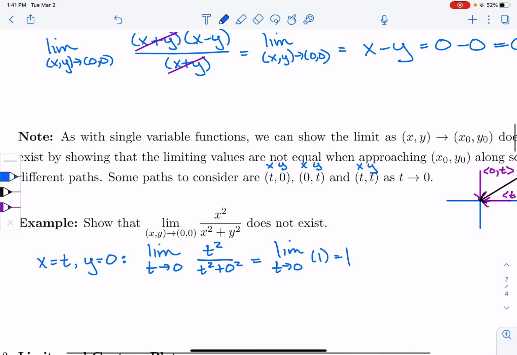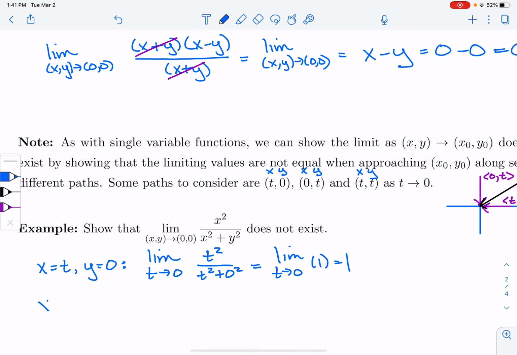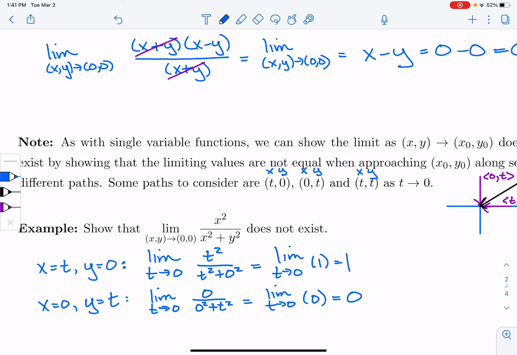Okay, so we might think that the limit is 1, but what if we let x be 0 and then y equal to t? So now we're approaching from above. We're going to take the limit as t goes to 0 of 0 over 0 squared plus t squared. Since we have a 0 in the numerator, that's just going to be the limit as t goes to 0 of 0. And that is in fact 0. Well, that is interesting then.